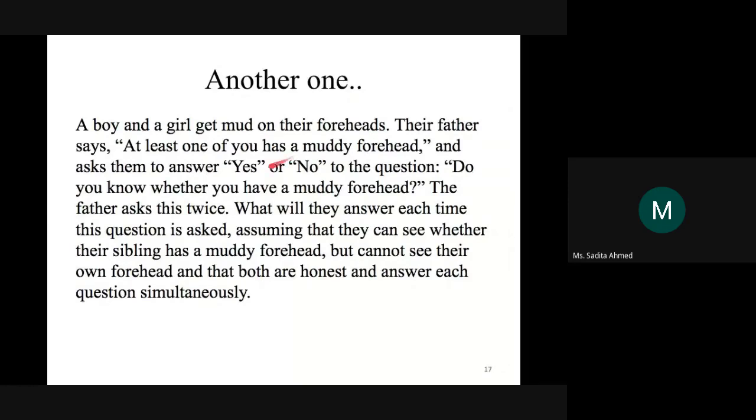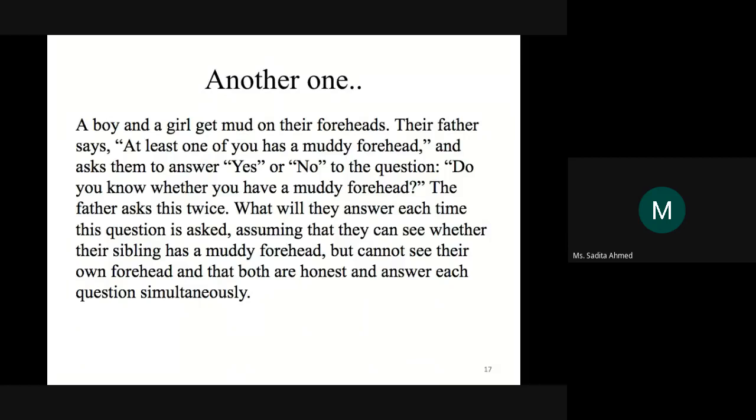The question is, do you know whether you have a muddy forehead? The dad is not asking about any assumption or anything. Do you know whether you have a muddy forehead? So I don't know anymore whether I have a muddy forehead, because I can see that she has a muddy forehead, and that combined with the dad's statement makes sense already. So I don't know anymore, because you're looking at least one, right? It doesn't say anything about at most. Both of them can also have muddy foreheads, right? So the boy does not know.